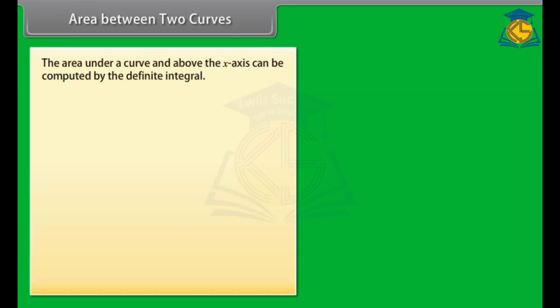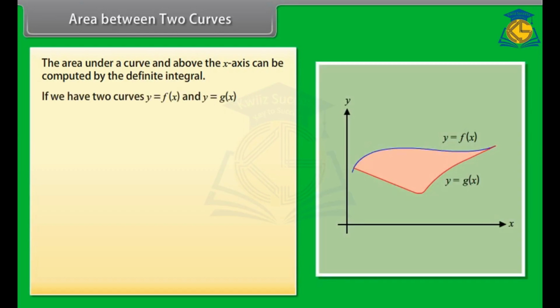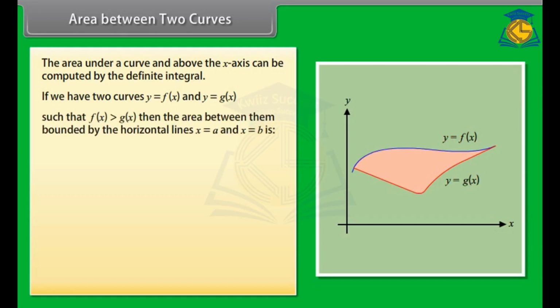Area between two curves. The area under a curve and above the x-axis can be computed by the definite integral. If we have two curves, y equals f of x and y equals g of x, such that f of x is greater than g of x, then the area between them, bound by the vertical lines x equals a and x equals b, is area equals integral from a to b of f of x minus g of x with respect to x.